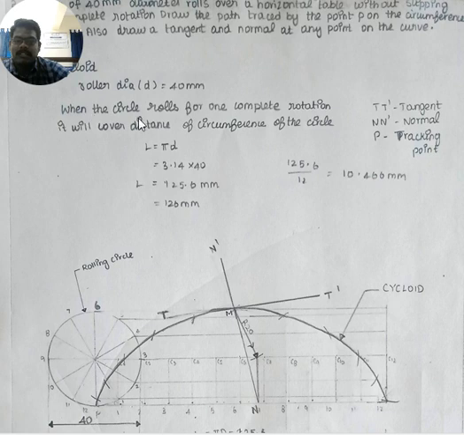When the circle rolls for one complete rotation, it will cover a distance equal to the circumference of the circle. We know the circumference is L equal to pi d. Here the diameter is 40 mm and pi is 3.14, so the product is 125.6 mm. You can take it as around 126 mm. So when the 40 mm diameter roller rolls for one complete rotation without slipping in a straight line, it covers a distance of 126 mm. Now we have calculated the circumference.